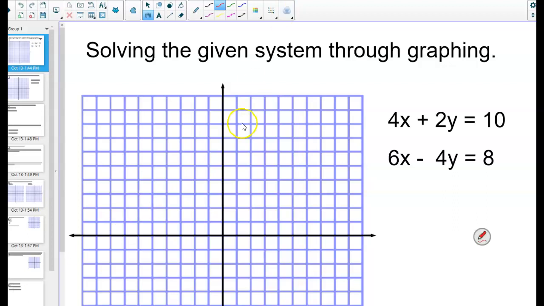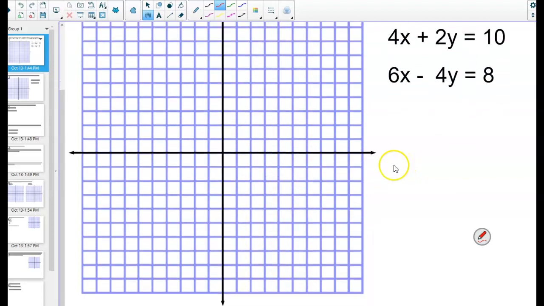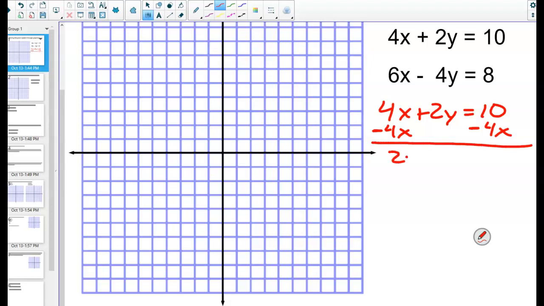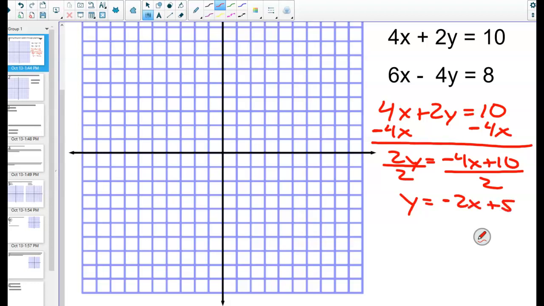By graphing, I need to solve for y. So I'm going to write 4x plus 2y equals 10. Every single time this is going to be two steps. We're going to subtract the coefficient with the x to the other side. We're left with 2y equals negative 4x plus 10. And then we divide everything by 2. And we get y equals negative 2x plus 5. That is the line I'm going to graph.